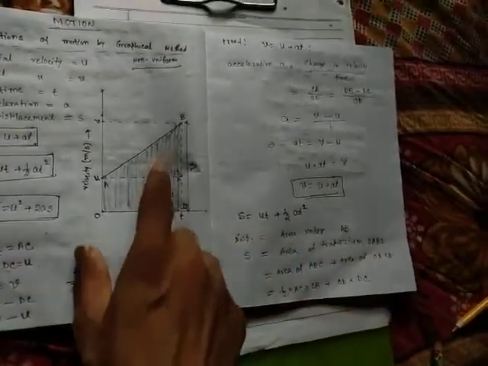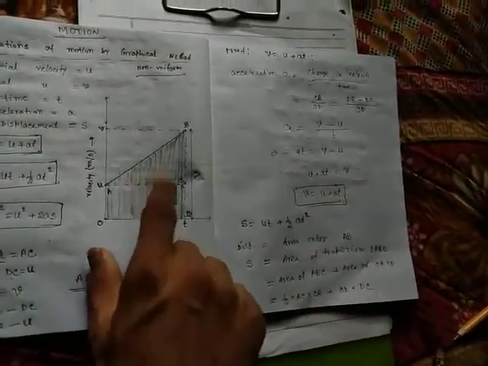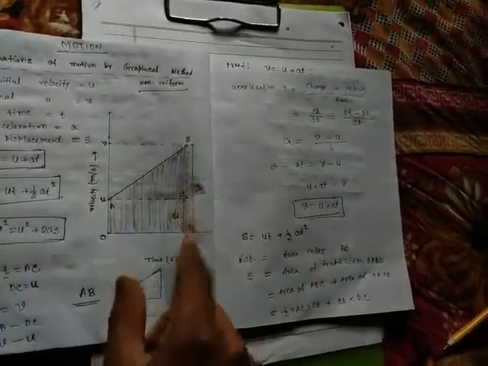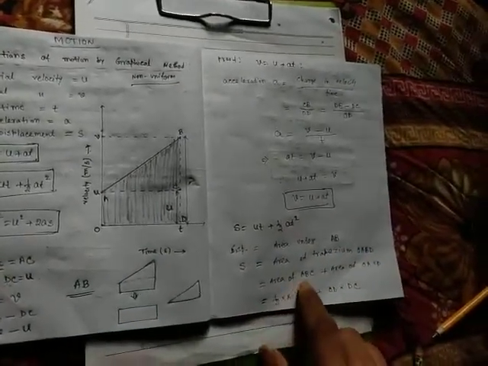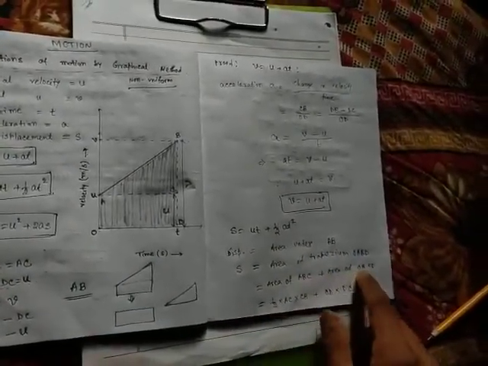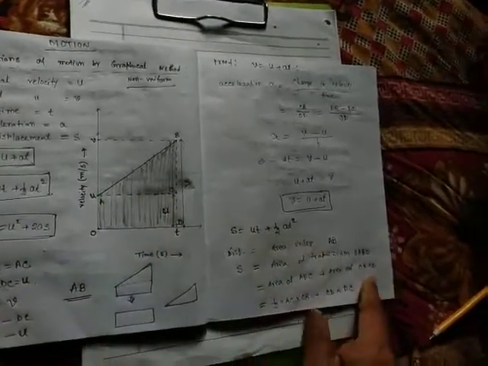That means the area of this trapezium OABD. Now we can divide this trapezium into two parts: one is the right-angled triangle ABC and another is a rectangle OACD. So the area of trapezium OABD is equal to the area of triangle ABC plus the area of rectangle OACD.